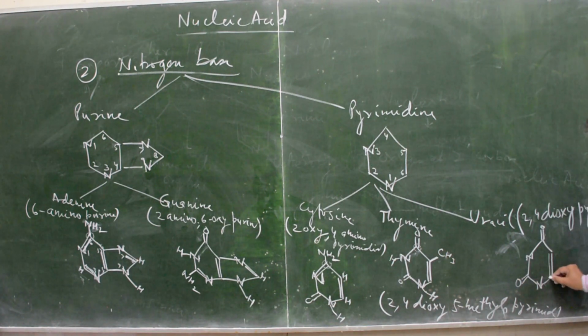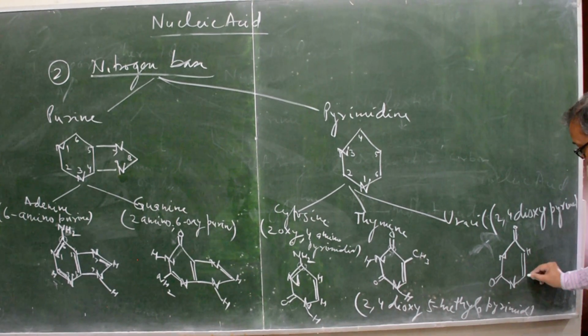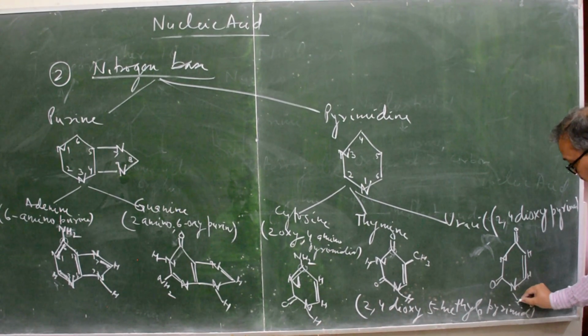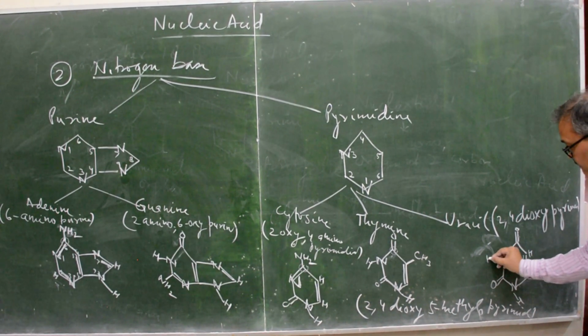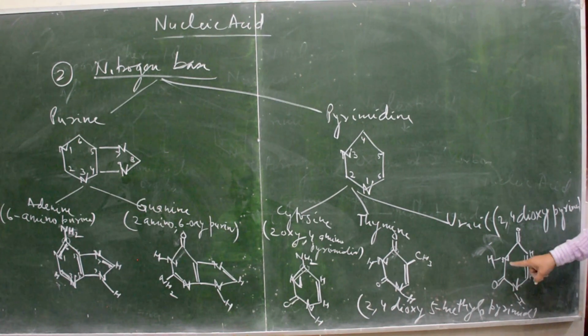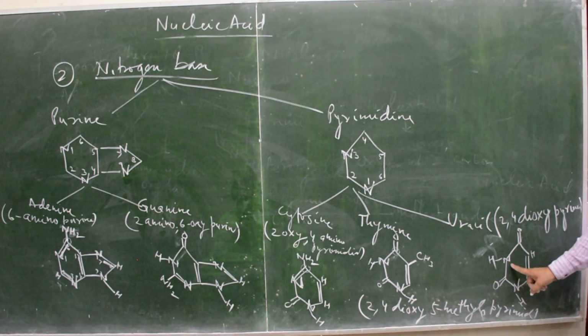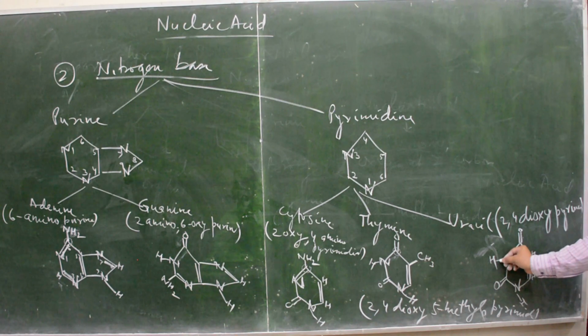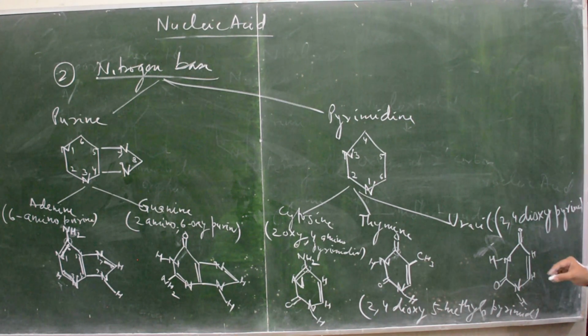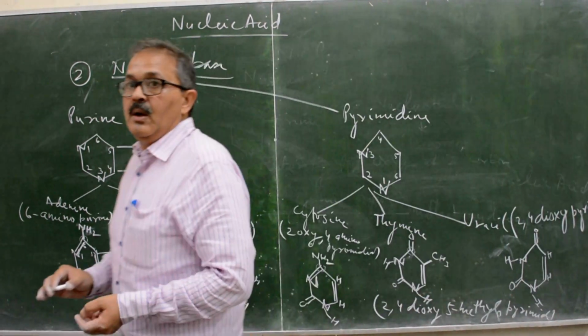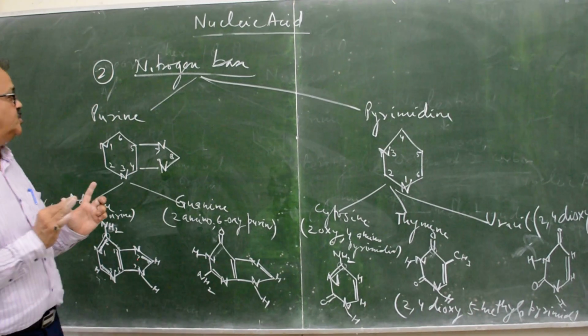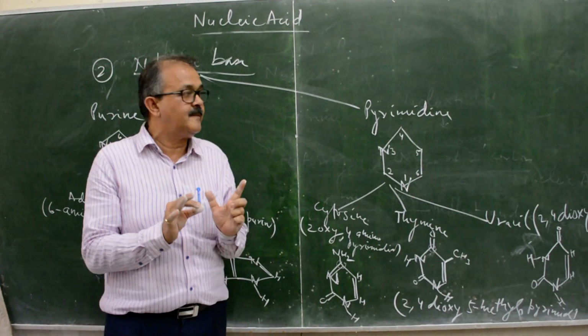So you have to maintain the valency. Hydrogen, hydrogen, hydrogen, because nitrogen needs a valency of 3: 1, 2, 3. Oxygen is there. This is the complete structure. You should know and remember that.